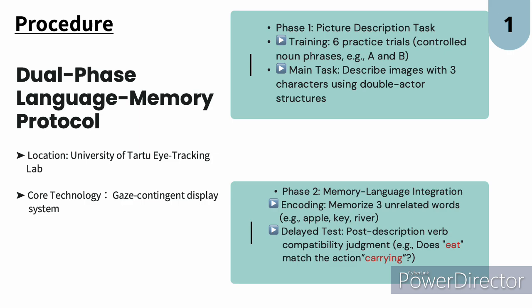Phase 2 involved a memory language integration task. Participants memorized 3 unrelated words, say apple, key, river, then described the image, and finally judged whether a verb matched the action, such as, is eat appropriate for a carrying scene?